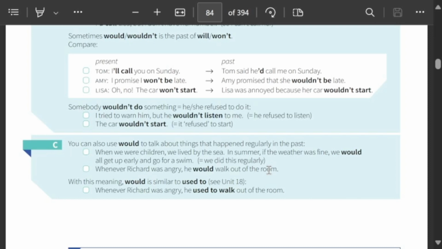I'm not sure this is correct. I would say he would always walk. It is past tense. Would always walk. We would get up and go for a swim. We did this regularly. Yeah, the meaning is past.